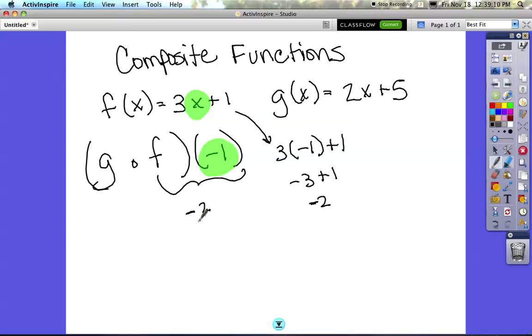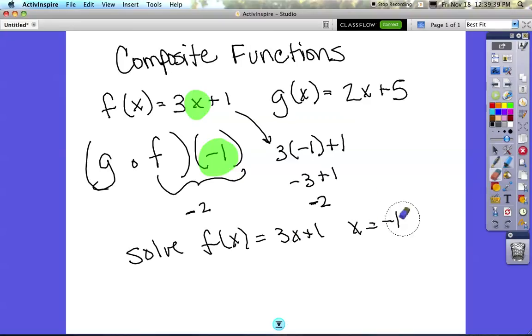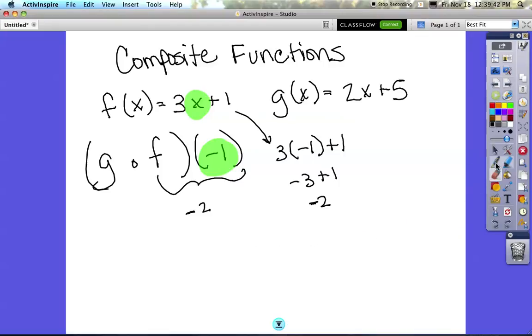Do y'all remember the days when they told you to solve f of x equals 3x plus 1 for x equals -1? Some of you are saying, yeah, you've seen that before. This is the same thing. It's just a different notation. So what did you do? You put -1 in for x. Same thing. It's just a little bit more of an advanced way of writing it. Okay, so now I've got f of -1 is -2.